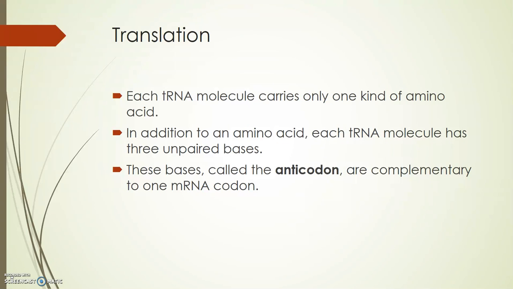Each tRNA molecule carries only one kind of amino acid. At the opposite end, there are going to be 3 unpaired bases as well. These bases are called anticodons, and they're actually complementary to the mRNA. They're kind of like ID tags for the cell, or the ribosome specifically, to know that it's pairing the correct amino acid with the correct codon.